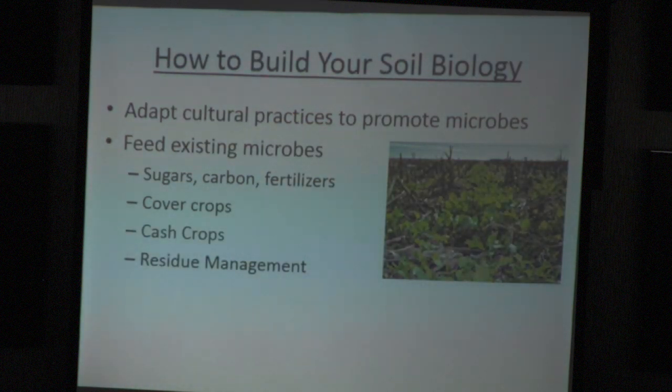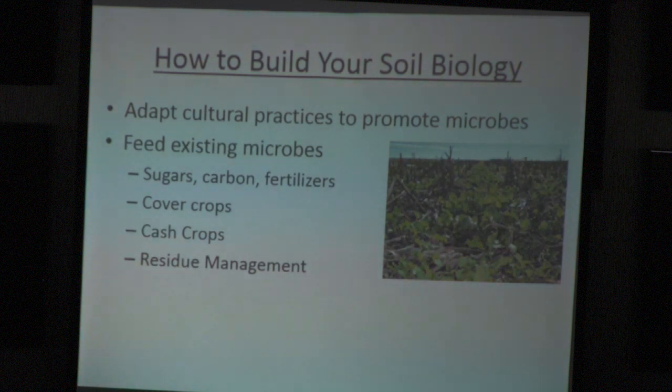So you might be thinking, how do I build this biology, these microbes, this life going on in my soil? Well, you want to adapt cultural practices that actually support their living environment. So we want to feed them, and what they eat is either sugars, carbons, or fertilizers.